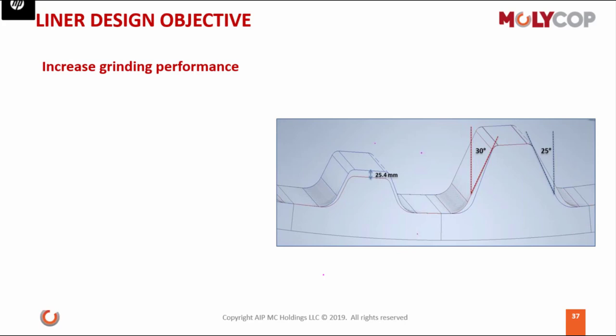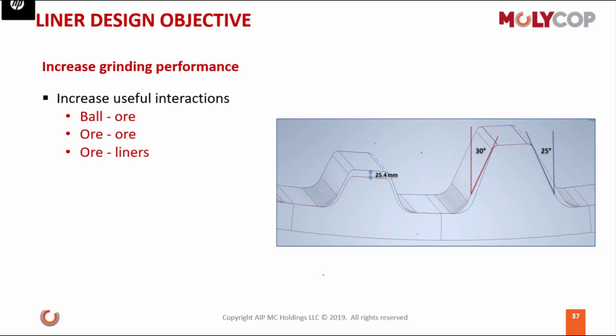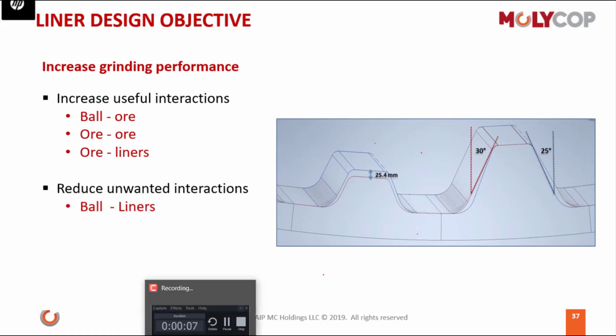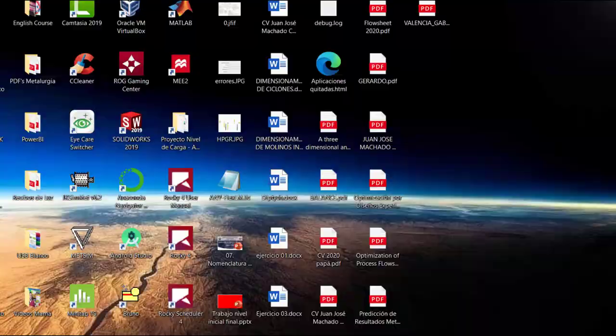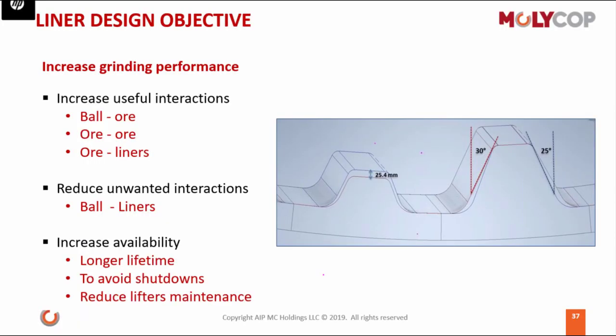The maintenance people want only that the lifters' lifetime is as long as possible. But from the metallurgical point of view, the main objective of the liner design has to be to increase the grinding performance. What we have to do is increase the useful interactions, ball-ore and ore-liners, and avoid the unwanted interactions, ball-liners. At the end, we are going to increase the availability, meaning a longer lifetime to avoid shutdowns and reduce the lifter maintenance. And also, we are going to increase the grinding performance.